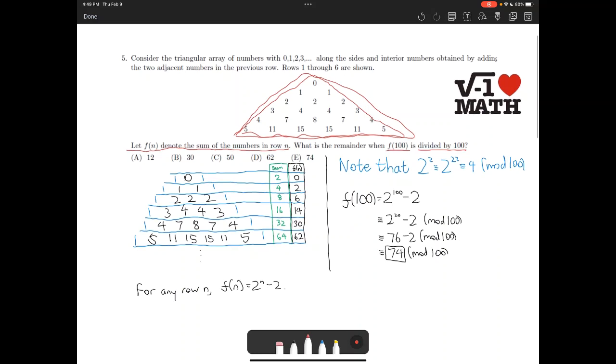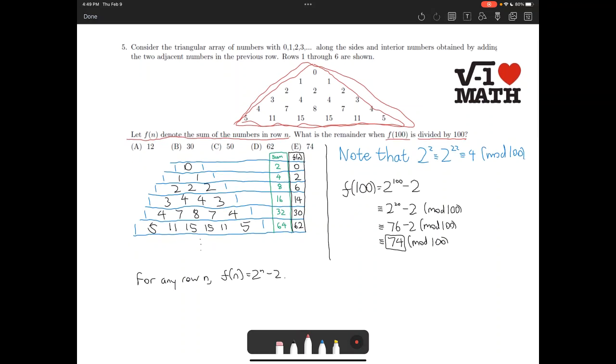So here we see that since the first row has sum 2, each next row has twice the sum. So the rows are powers of 2. Now, of course, we need to subtract these two columns that we made earlier, because they don't actually exist in this problem. So for f of n, we just get 2 to the n minus 2.